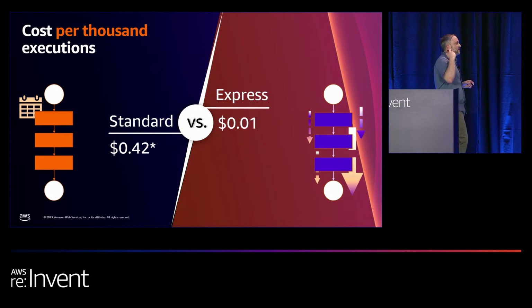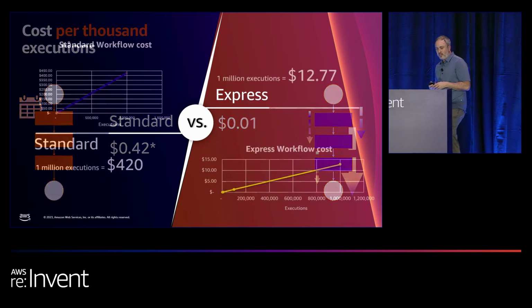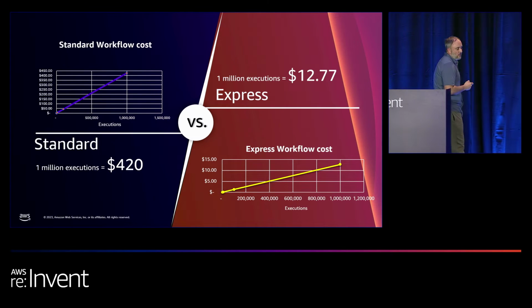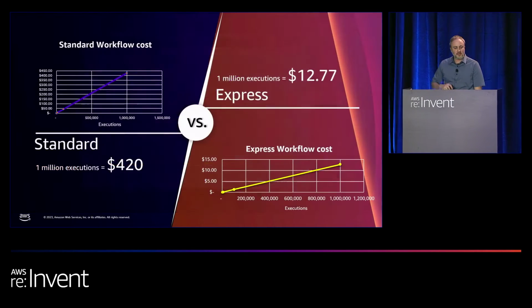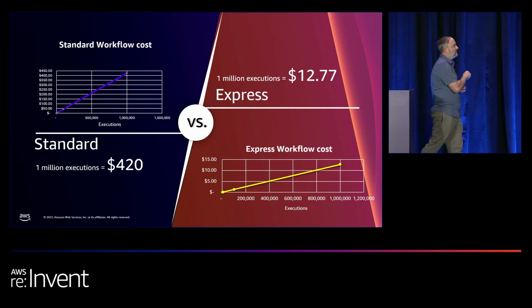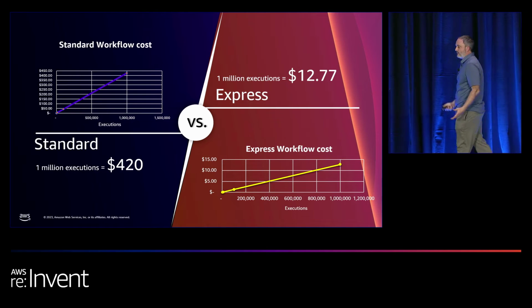Now, let's say I were to run this 1,000,000 times, which is not unreasonable if I'm running applications at large scale. Maybe you can't see that because it's quite difficult to see, but the two lines start to separate very quickly, right? My standard workflow would cost $420. My express workflow, $12.77. It's doing exactly the same thing, producing exactly the same results.